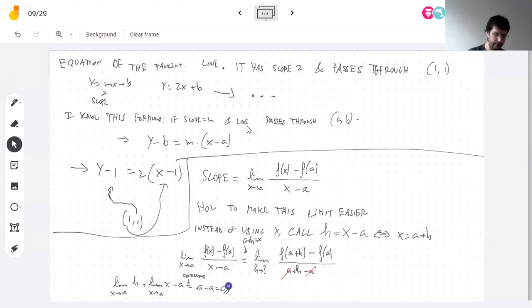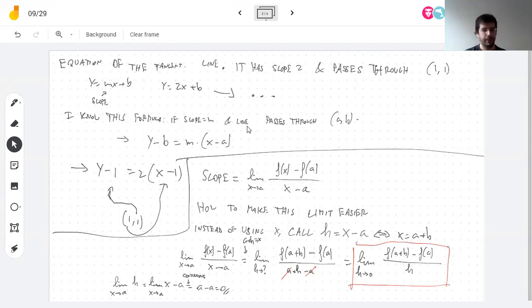So this limit that computes the slope of the line is the same as this other limit with a new letter, f of a plus h minus f of a, divided by h. And if you're careful with substituting a plus h in there, this tends to be a way easier limit to compute. But both are the exact same thing. One is obtained from the other by changing your variables a little bit.